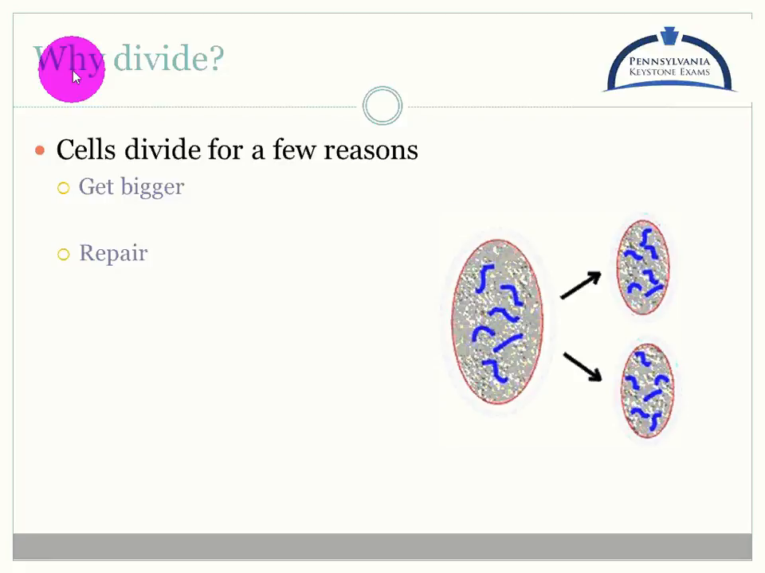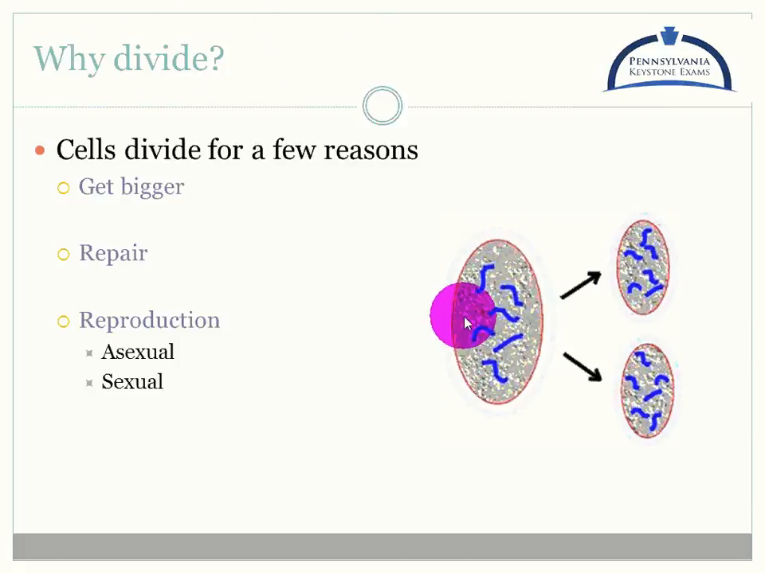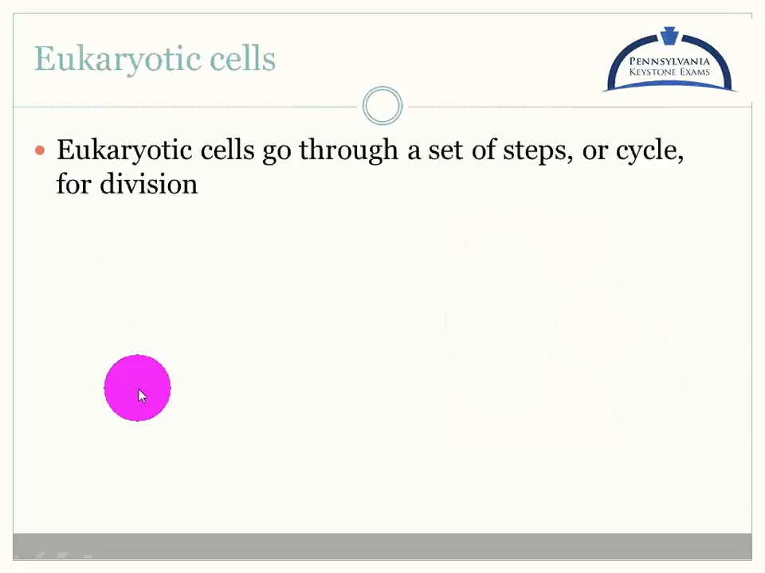We also have the idea of repair. If you bump your arm or scrape your leg or something like that, you need to replace the cells that were damaged. So simply dividing helps replace them. And then we have reproduction. Asexual reproduction, very easy. I have one cell, it splits into two. Done. For organisms that reproduce sexually, it's a little different, and we will cover that division process as well.